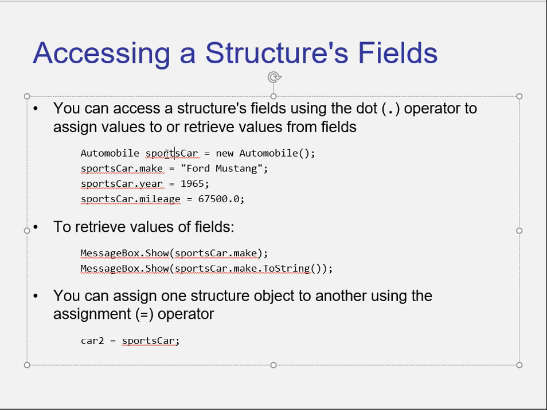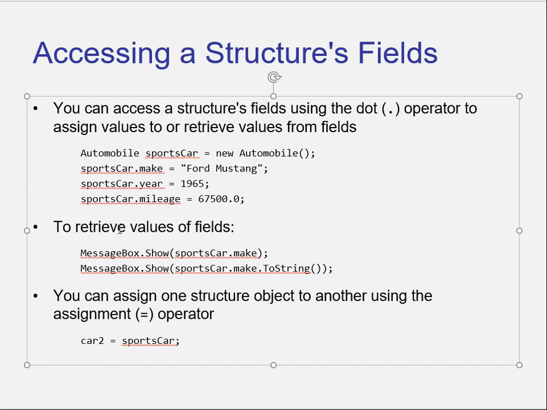By doing that, we're going to create an instance of a sports car in memory so that we can then utilize those three fields that we had defined earlier inside of the automobile structure. We created a string for make, an integer for year, and a double for miles.